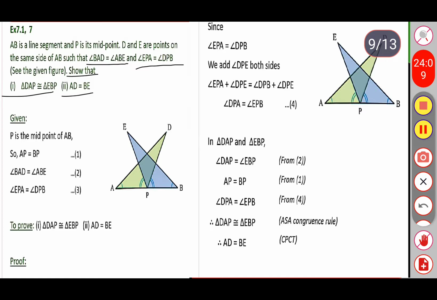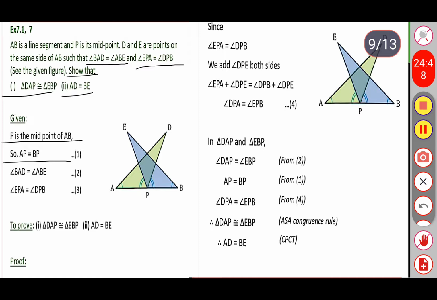P is the midpoint of AB here. This is the midpoint of the whole line segment AB. Once P is the midpoint of the line segment, it divides the whole line segment into two equal parts, right? So what are the two equal parts here? The two equal parts are AP is equal to BP. Consider that one as equation 1.